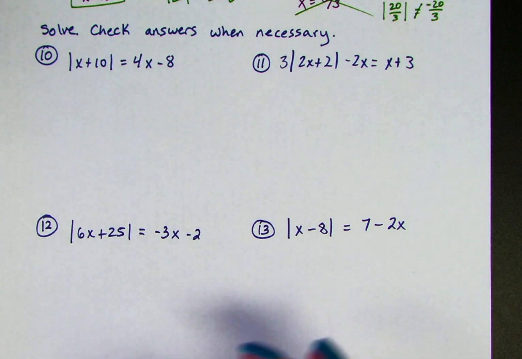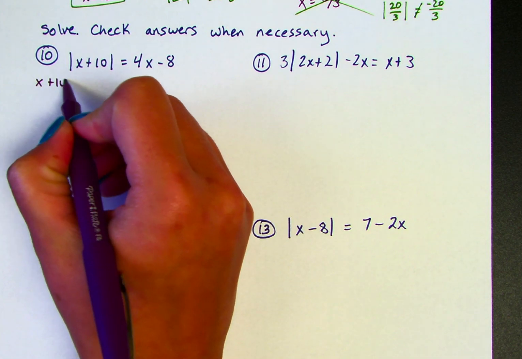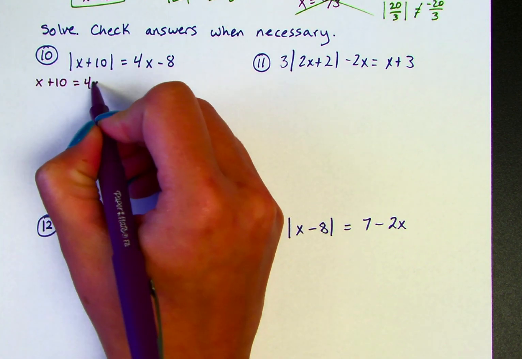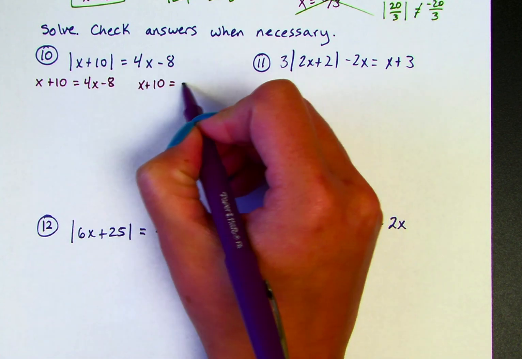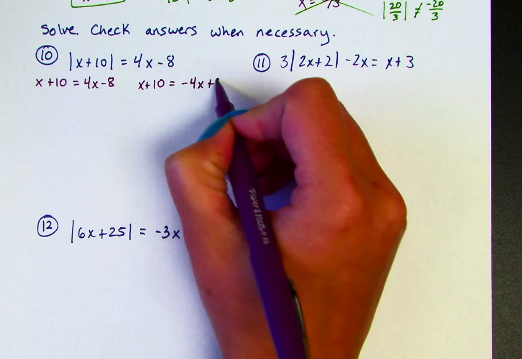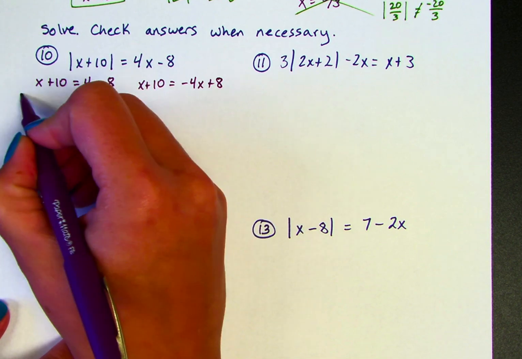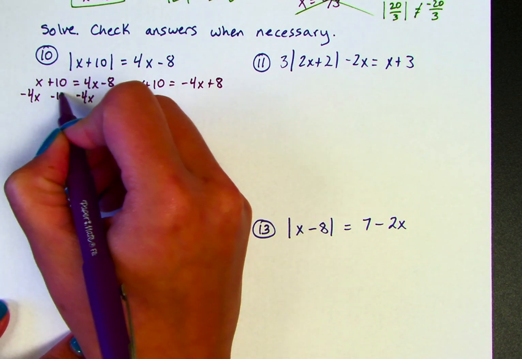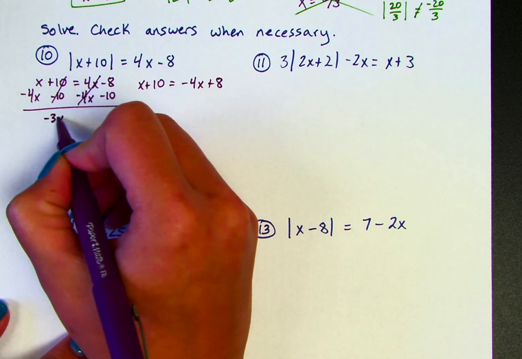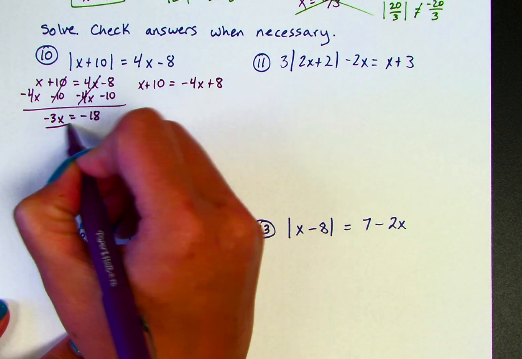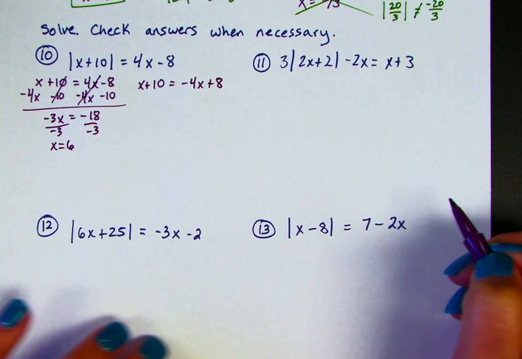Okay, so in the first problem, the absolute value is already isolated, so we can go right into our 2 separate problems. And remember, whatever's in the absolute value, we are keeping exactly the same and then changing the signs on everything on the outside of it. And now we're just solving each part. So I'm going to choose to subtract the 4x, and at the same time, I'm going to minus the 10. So that will give me negative 3x equals negative 18. Divide both sides by negative 3. So x is a positive 6.